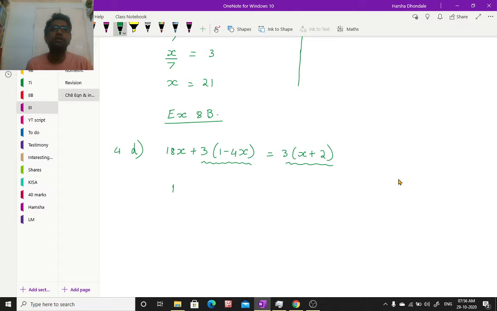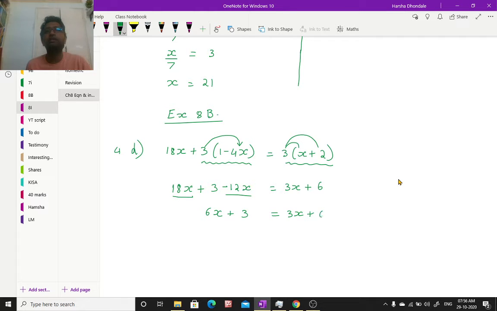So the next step will be 18x plus 3 into 1 is 3, and then 3 into minus 4x will give me minus 12x. Then again 3 into x is 3x, plus 3 into 2 is 6. Then see if you can solve something over here, any like terms on the left hand side. Yes, I have 18x and minus 12x, so I can solve this. 18x minus 12x is 6x plus 3 is equal to 3x plus 6.